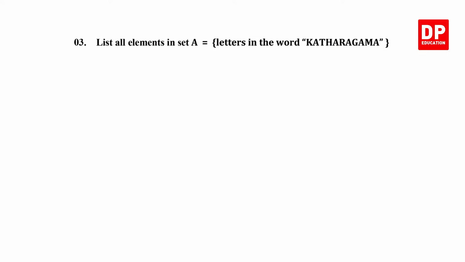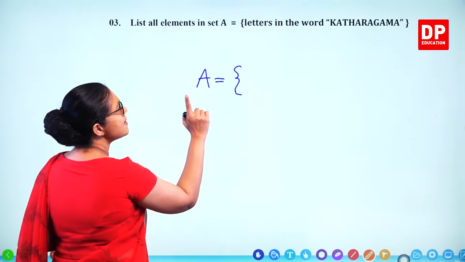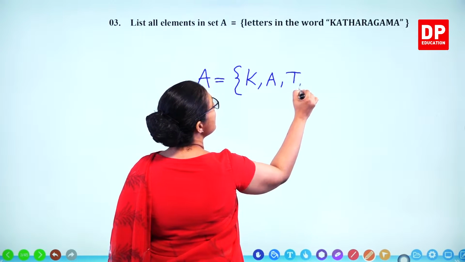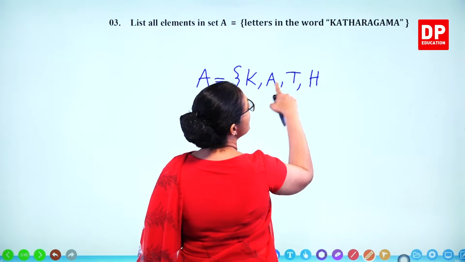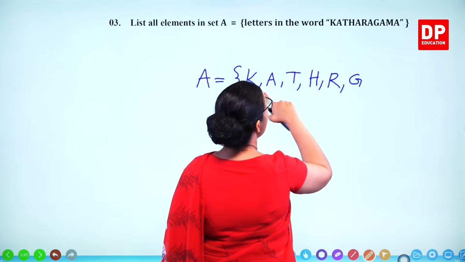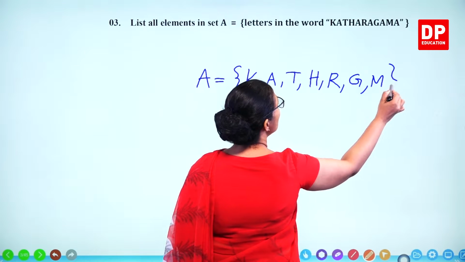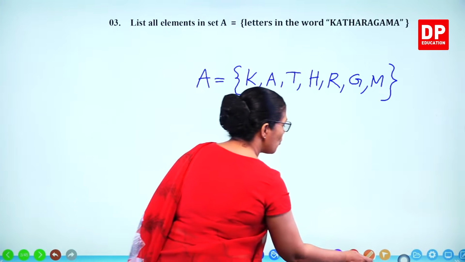Question number 3. List all elements in set A: letters in the word Katharagama. When you are writing letters, don't repeat the same thing. K, A, T, H. A, we already put it. R, A, G, A, M, A. So those are the different letters. So you get 2 marks for that.